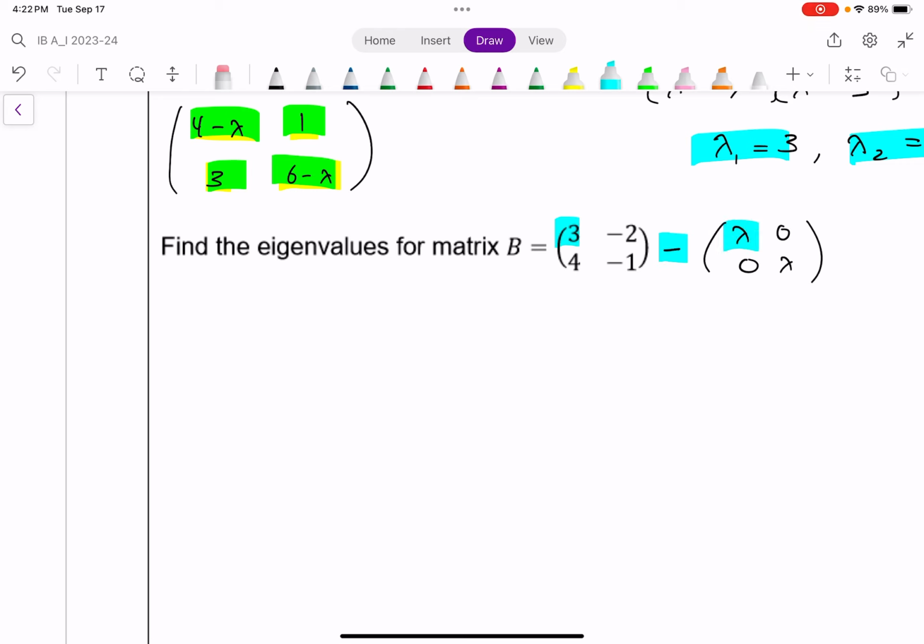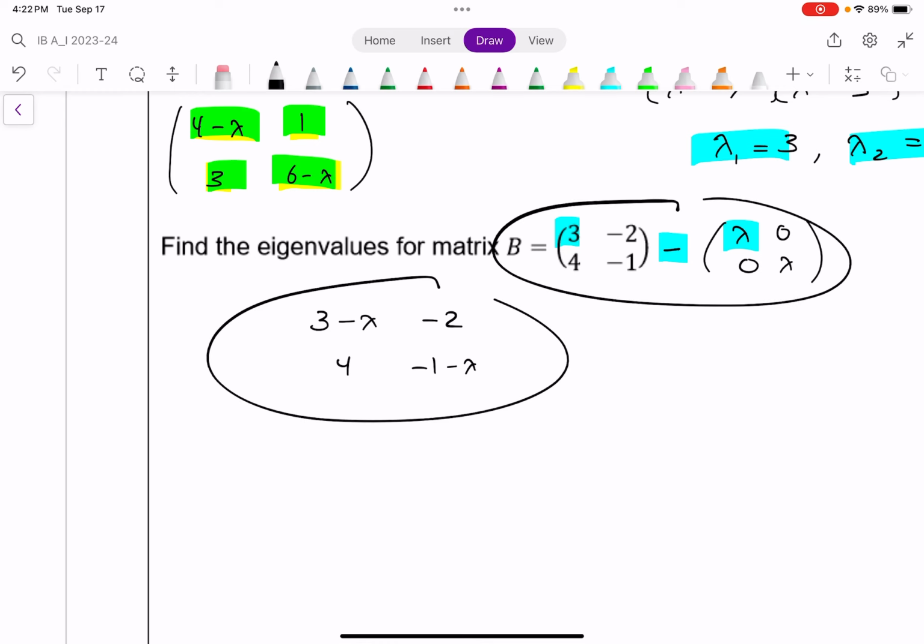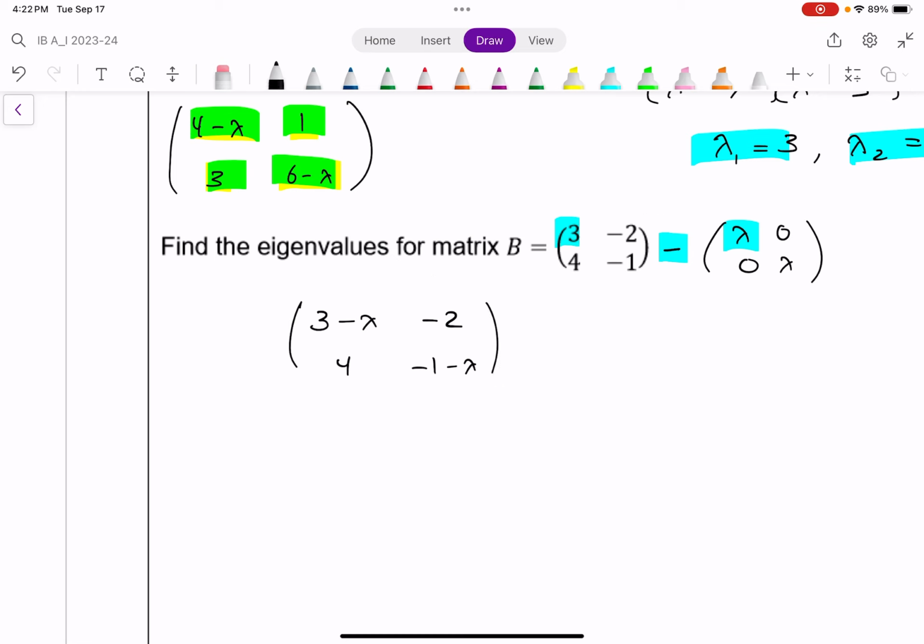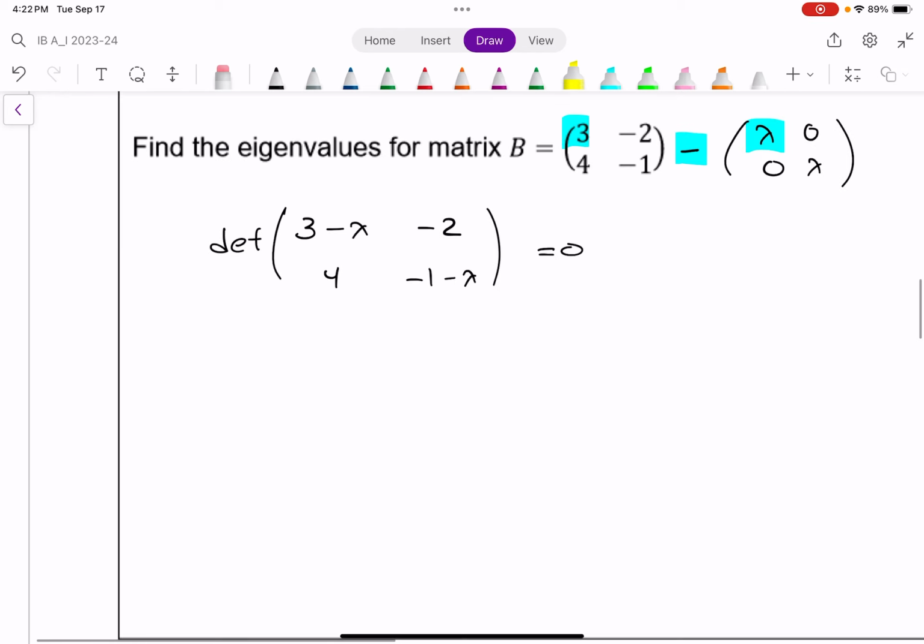3 minus lambda. Negative 2 minus 0 is negative 2. 4 minus 0 is 4. And negative 1 minus lambda is negative 1 minus lambda. So this here is this. Keep in mind, I know the determinant of this must equal 0. And so likewise, the determinant is this times this minus this times this.